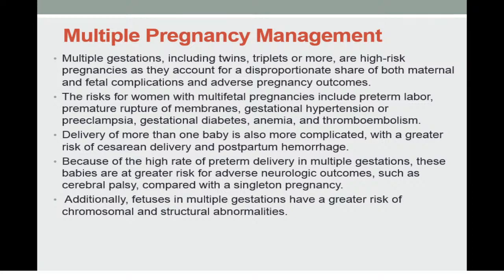The risks for women with multifetal pregnancy include preterm labor, premature rupture of membranes, gestational hypertension or preeclampsia, gestational diabetes, anemia, and thromboembolism. Delivery of more than one baby is also more complicated, with a greater risk of cesarean section and postpartum hemorrhage. Because of the high rate of preterm delivery in multiple gestation, these babies are at greater risk for adverse neurologic outcomes, such as cerebral palsy, compared with a singleton pregnancy. Additionally, fetuses in multiple gestation have a greater risk of chromosomal and structural abnormalities.